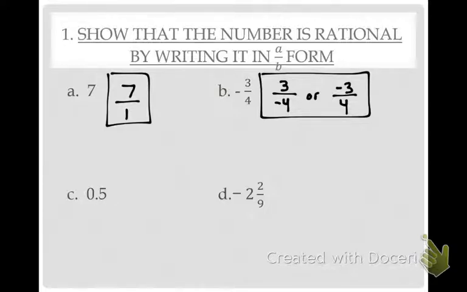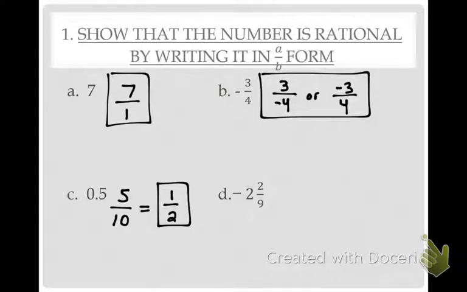Looking at problem C, how do I write 0.5 as a fraction? 5/10? Can that be simplified? Yes. 1/2. So your correct answer should be 1/2 because you always want to put it in simplest form. If you didn't do that, that's okay. Just make sure you fix it in your notes.